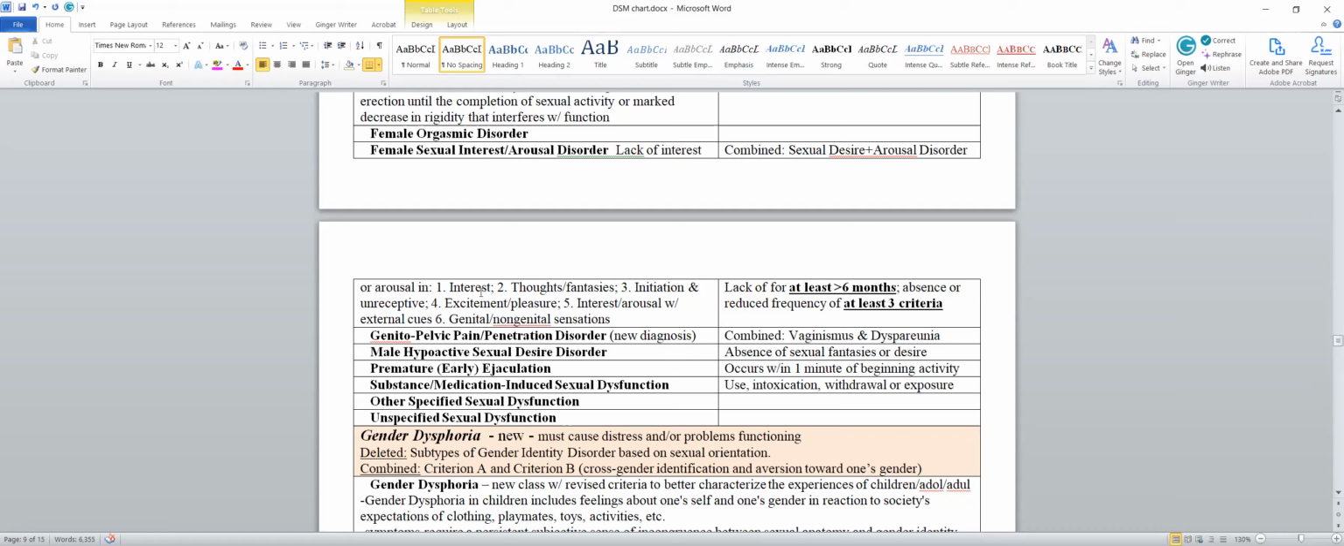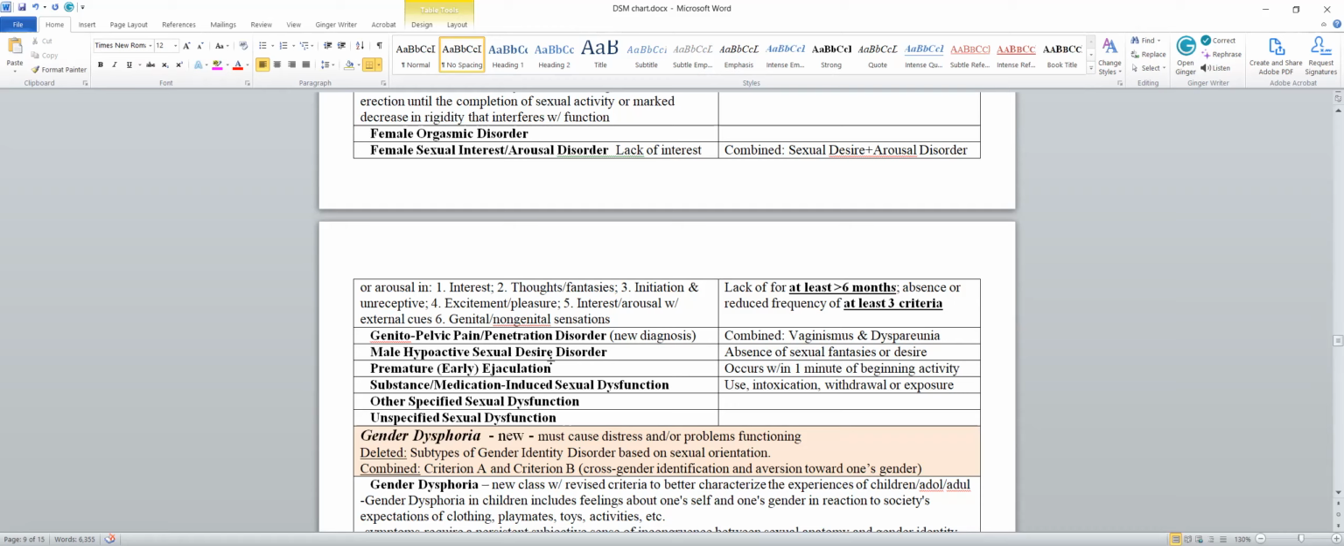So again, there's interest, 1, 2, thoughts, fantasies, 3, initiation and unreceptive, 4, excitement, pleasure, 5, interest, arousal with external cues, 6, genital, non-genital sensations. Moving on to another category, genitopelvic pain, penetration disorder. These are all new. This combined vaginismus and, oh my goodness, I can't say that. Dyspareunia.